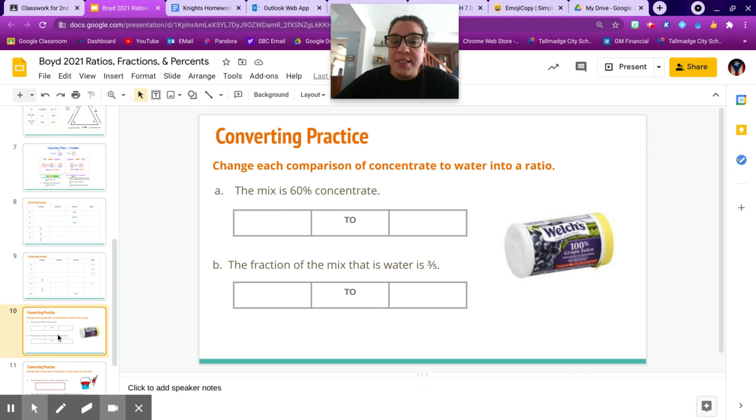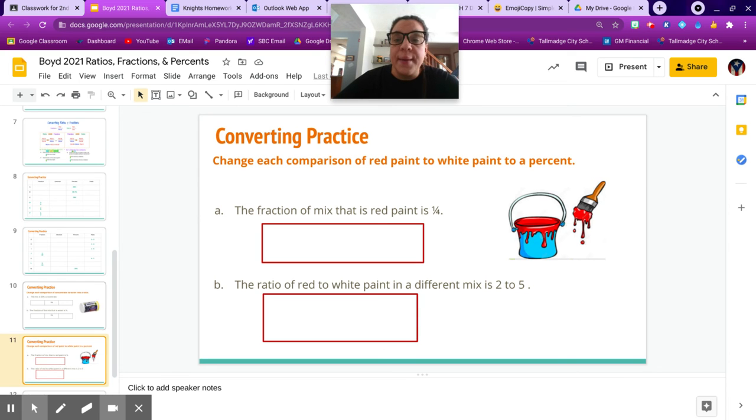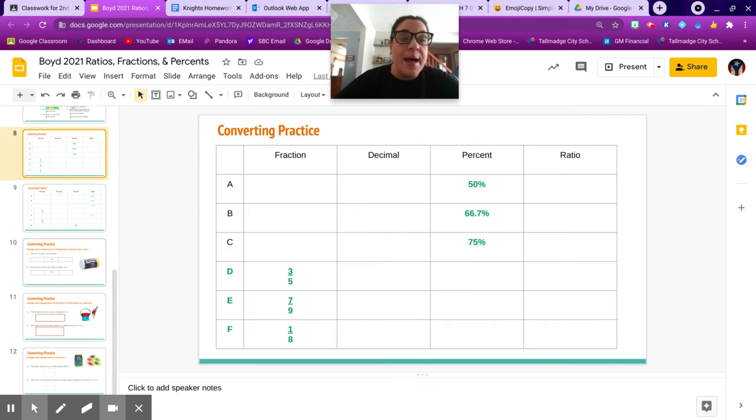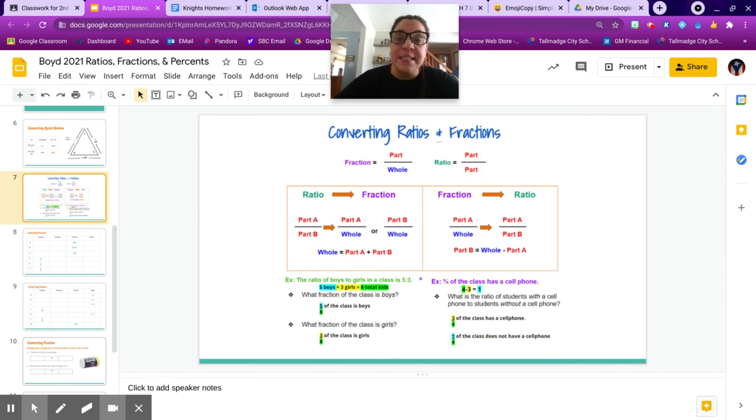After that, you have just a couple slides where you're going to be changing the comparison into a ratio, changing the comparison into a percent, and changing the comparison into a fraction. So the slides above, these 2 slides, 6 and 7, are your best friends today. If you need to go back and read those, go back and read them.